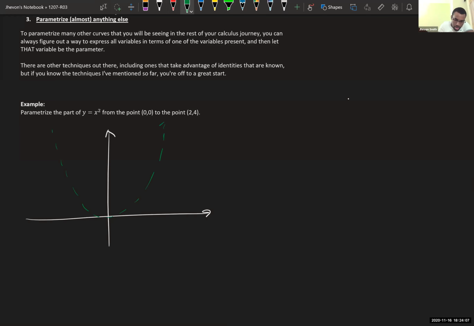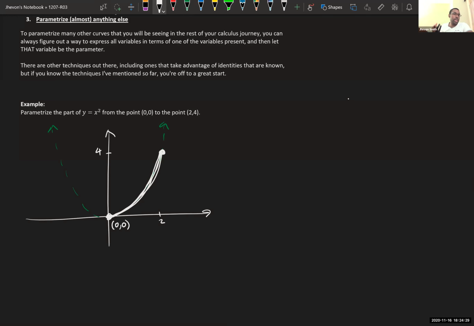But I want to go from the point (0, 0), which is here, and go up to the point (2, 4), which is here. So I want this part of the curve here. I want to parameterize this part of the curve.